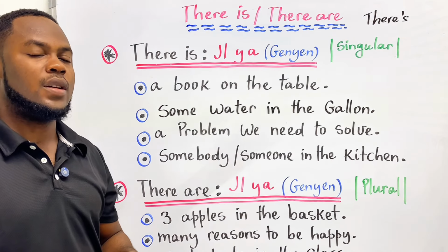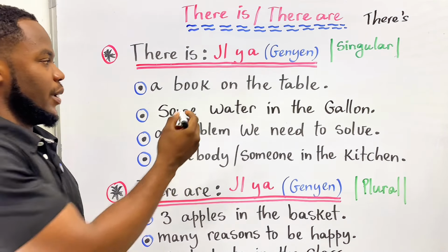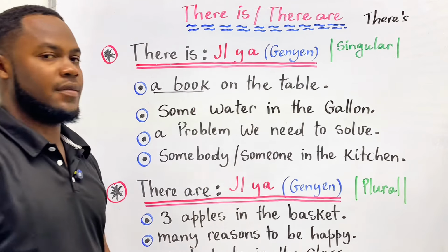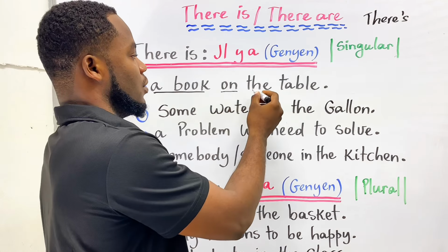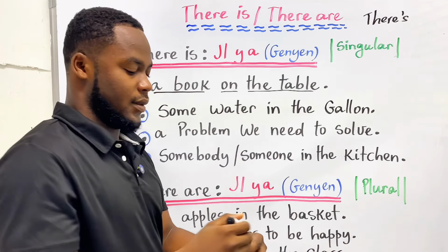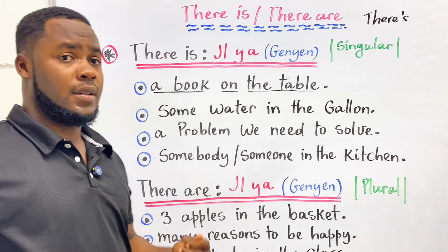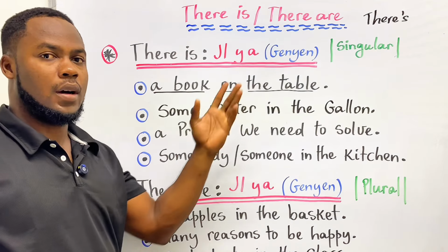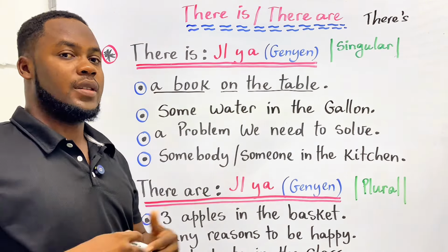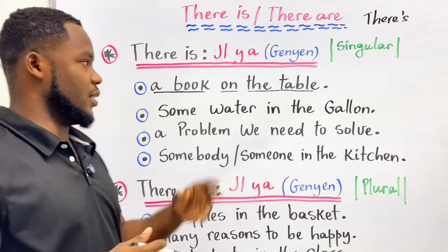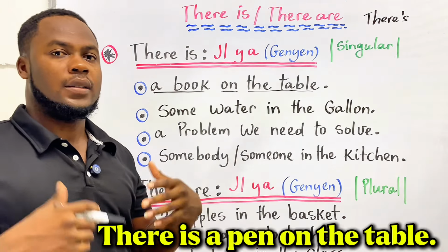Il y a un livre sur la table. We have a book, on, the table. There is a book on the table. If I say there is a pen on the table, I say, there is a pen on the table.